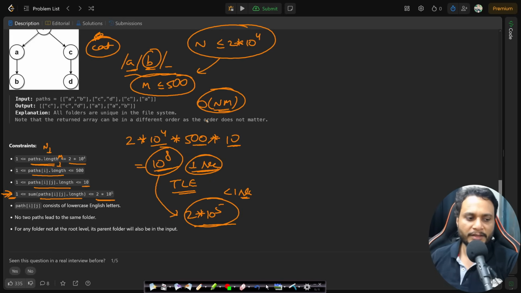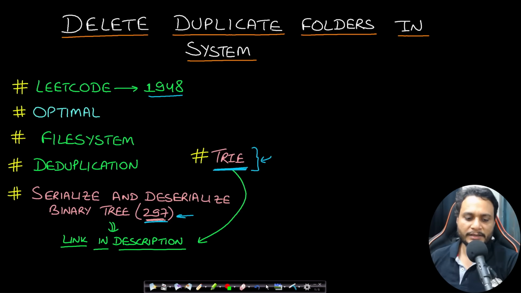Paths[i] consist of only lowercase English letters from a to z, and no two paths lead to the same folder. And for any folder not at the root level, its parent folder will also be in the input. That means all the paths are absolute paths, which start from the root node /, right? So I hope the problem statement and the constraints are clear.